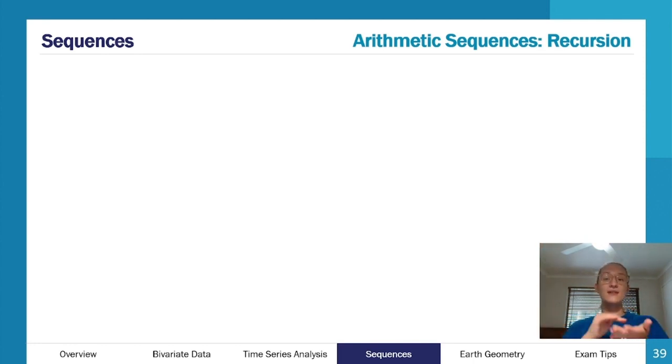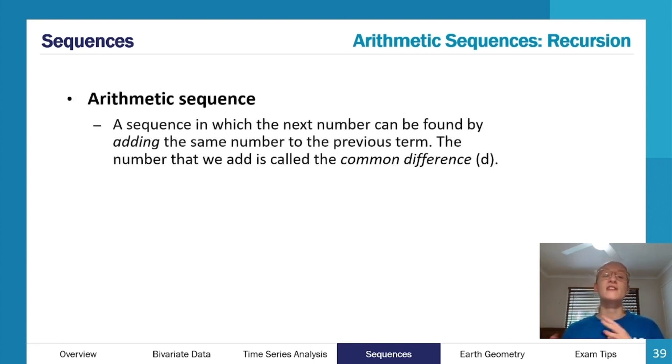Whereas our arithmetic sequences grew by the same amount each time, our geometric sequences grow more like exponentially, again, is the word that we're going to use, because we're multiplying by the common ratio every time. So we're going to have a little bit of a look at the difference between those now. So arithmetic sequences, again, the next number can be found by adding the same number to the previous term.